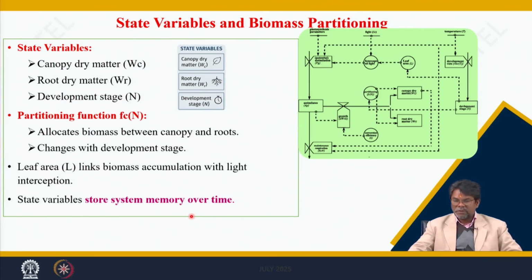So, the state variables, as I discussed, are mainly three. The canopy dry weight, represented by the rectangles, the root dry matter, and the developmental stage. These are the three state variables, and this is the dry weight growth rate after the conversion of the assimilates to dry weight growth rate, which gets partitioned.